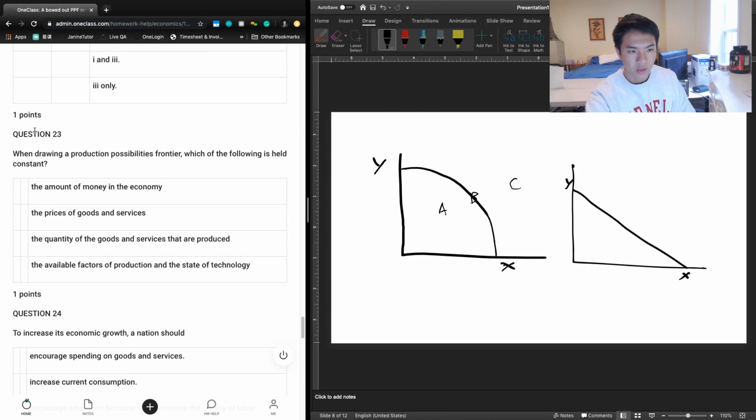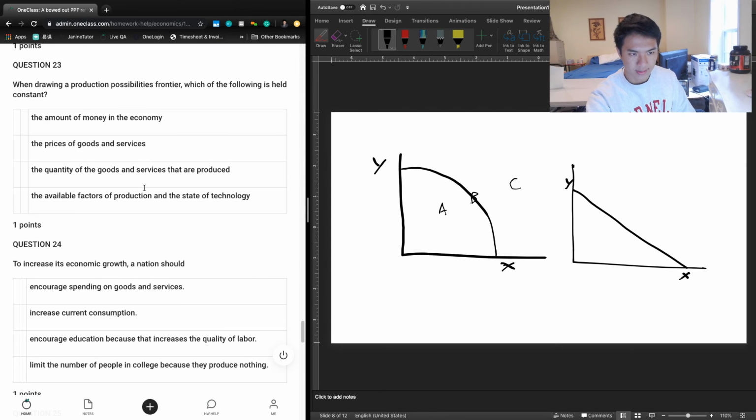Question 23. When drawing a production possibilities frontier, which of the following is held constant? The amount of money in the economy. Again, we're only talking about resources, not about money. Number 2, the prices of goods and services. Again, the PPF does not make a determination of prices. That's for the supply and demand model. The PPF simply tells us what's possible given the amount of resources and technology we have. So that's not going to be the right answer.